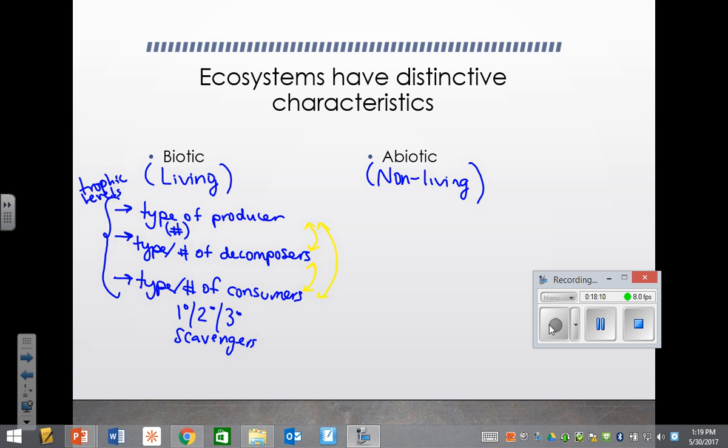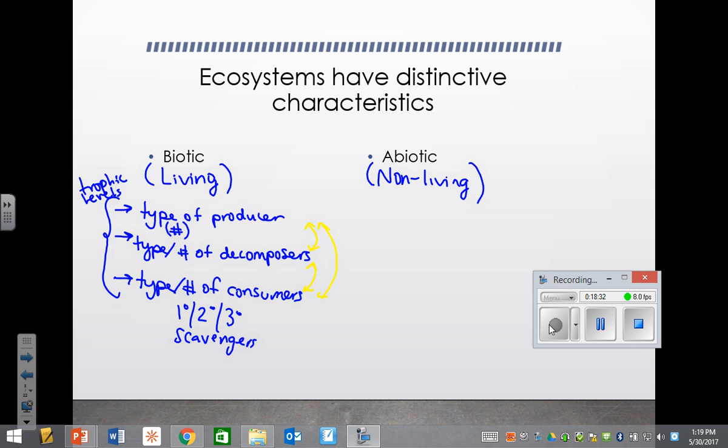So it could be interactions that are helpful, like a mutualistic relationship where they both benefit. It could be something parasitic. It could be predator and prey. But there are lots of interactions that exist between organisms, and all of this would be considered biotic characteristics.